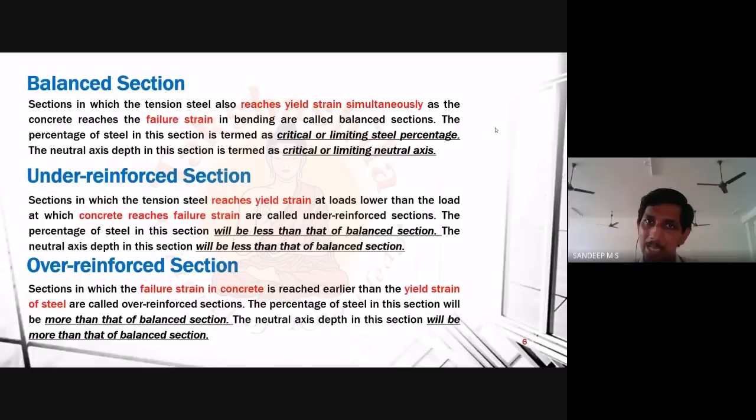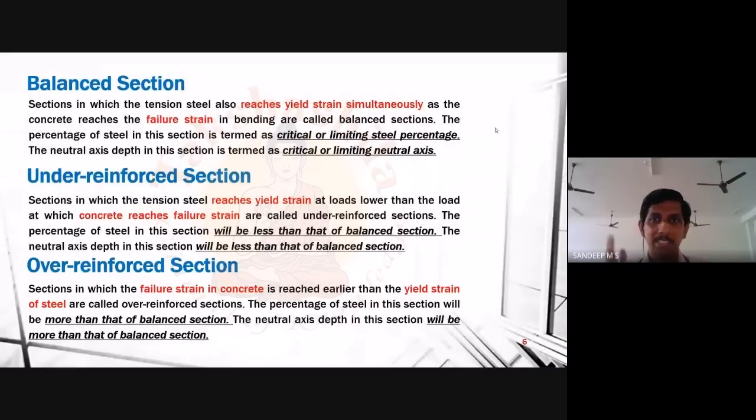In this section, what we are doing is just reducing the amount of steel. So what will obviously happen? The yield strain in steel will come into picture at a lower load, or the yield strain in the steel will reach first. Then that type of section is called an under reinforced section. Similarly, in the same section where we have 2% of steel in the balanced section, suppose I am increasing it to 2.5%. What will happen?